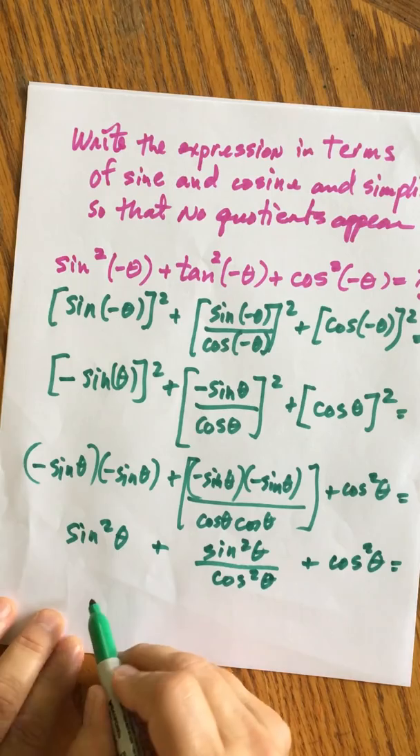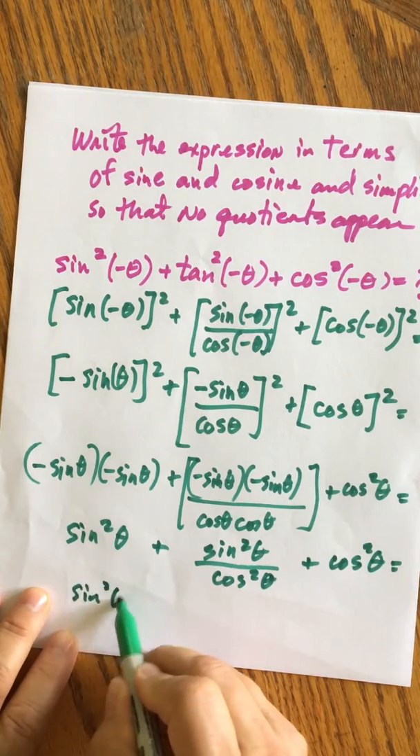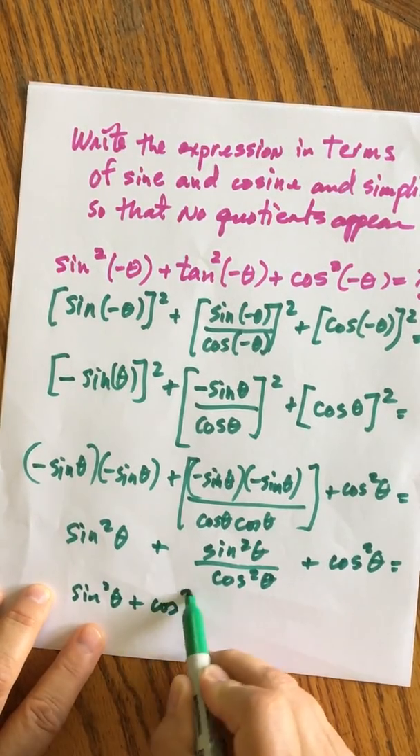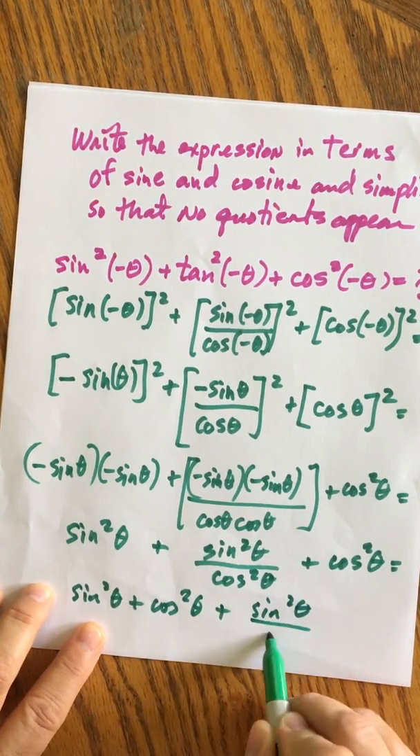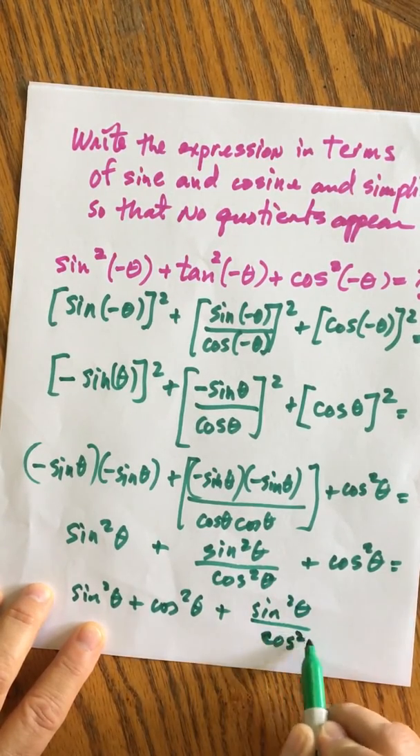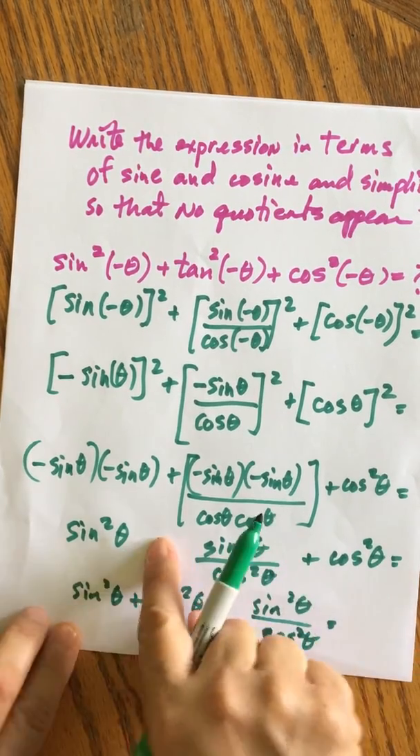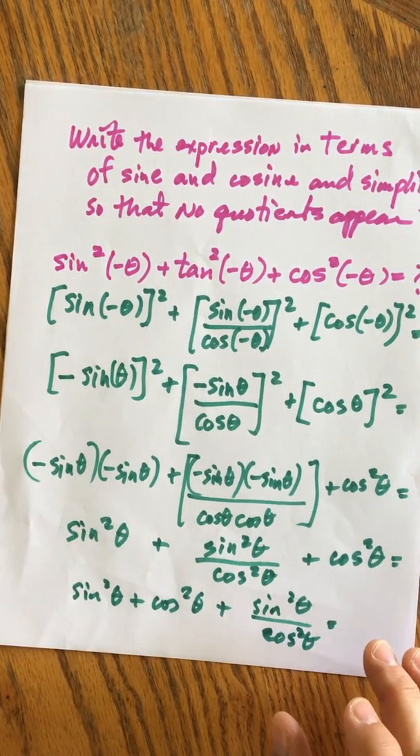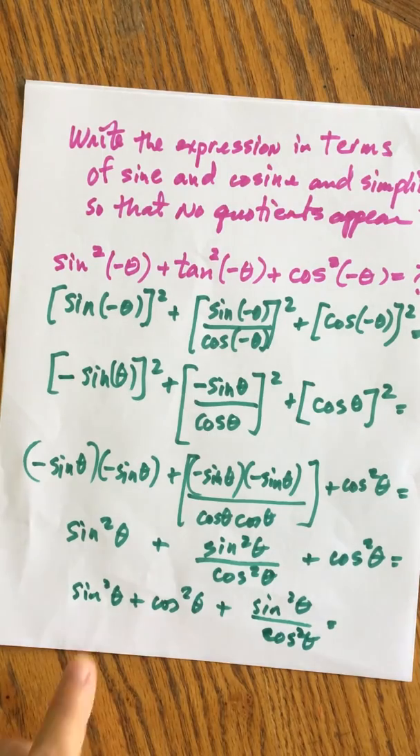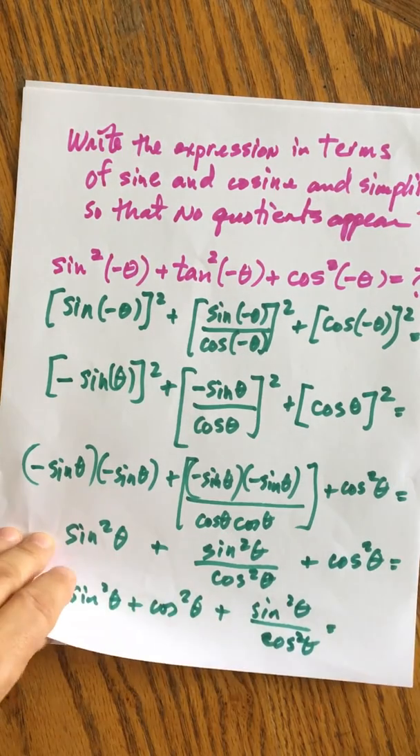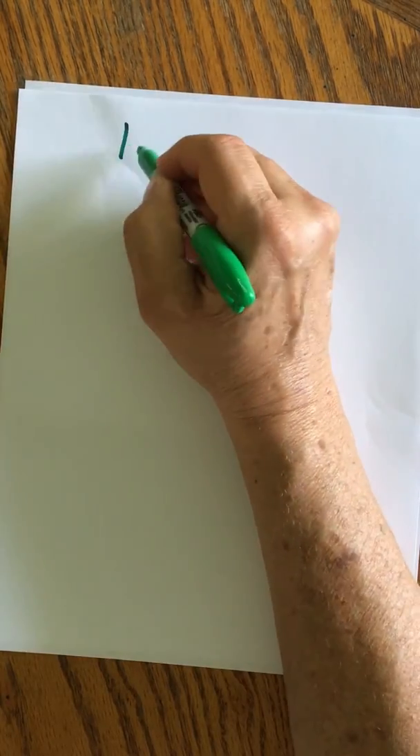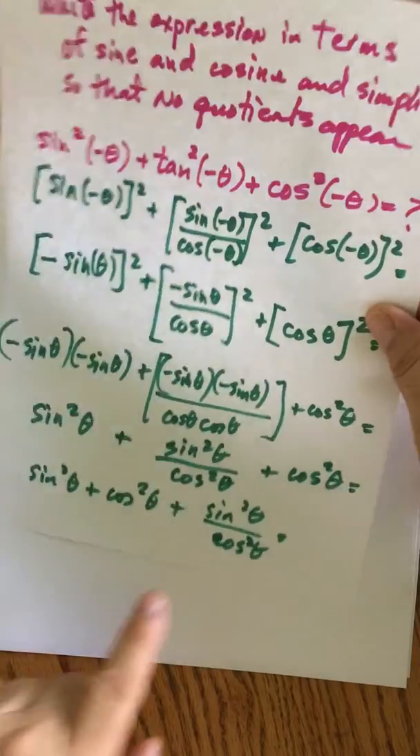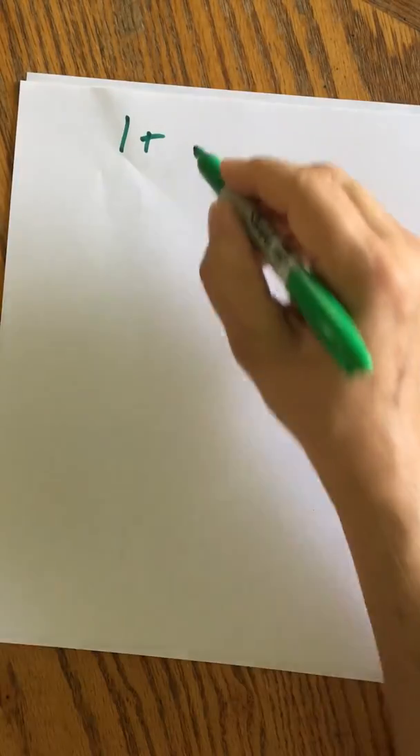Now let me just rearrange this a little: sine squared theta plus cosine squared theta plus sine squared theta over cosine squared theta. So I basically just move this over. But I know sine squared plus cosine squared is 1, so this is all now going to become 1. So I now have 1 plus sine squared over cosine squared.